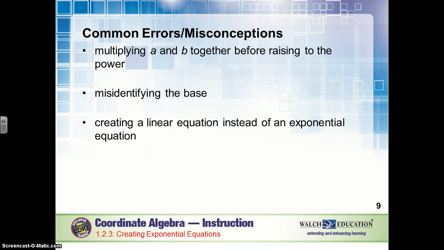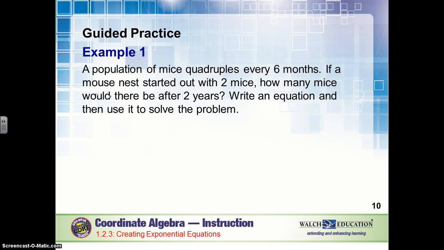Right now I'm going to show you two examples, the problems for them. I want you to try them on your own, and the examples worked out will be in separate videos. So first, looking at example 1. A population of mice quadruples every 6 months. If a mouse nest started out with 2 mice, how many mice would there be after 2 years? Write an equation and then use it to solve the problem. Pause the video before it goes to example 2 and try to work this problem out. Again, you will be able to go to the video over example 1 and see this problem worked out.